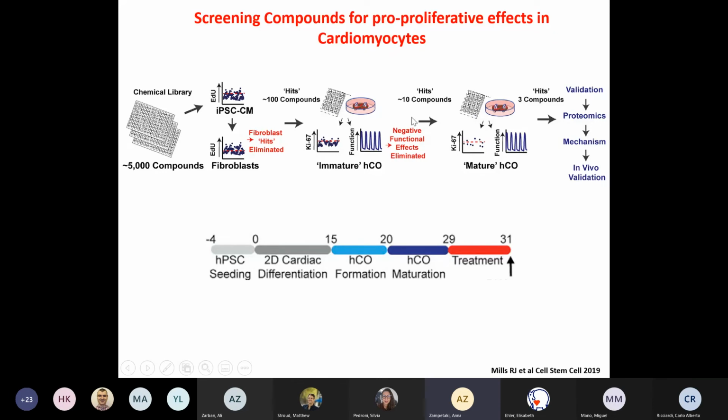And when they matured these cardiac organoids further using maturation medium that induces a metabolic switch, only 3 compounds were actually confirmed to have a proliferative effect in the cardiac organoid. So again, it suggests that the 3D tissue structure captures a part of the biology that is missing in the 2D systems, even if we are using a human model.